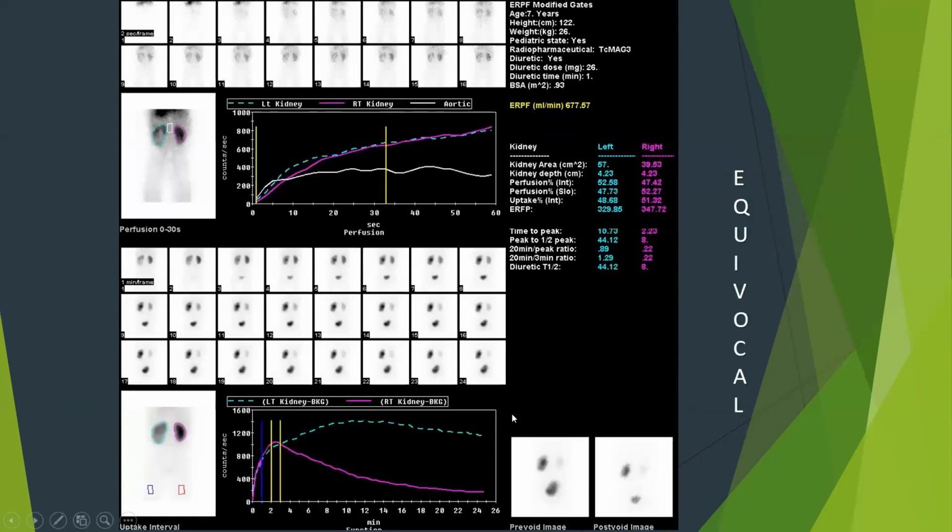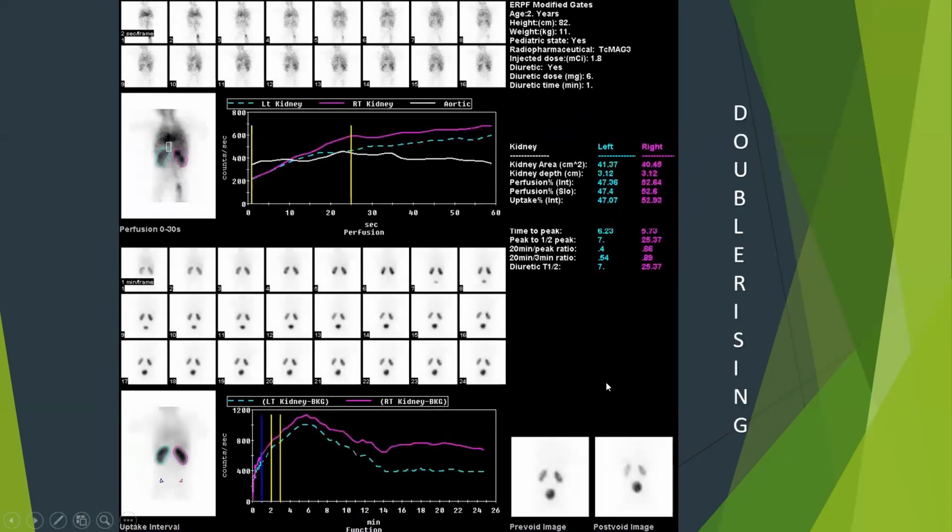And this is what we call an equivocal study. We see that the tracer drains only partially after Lasix administration on the left side. The right side is absolutely normal. This is what we call a double rising curve. On both the sides, the curve comes down after Lasix intervention, but again rises.